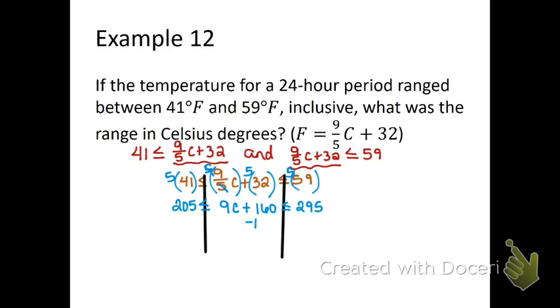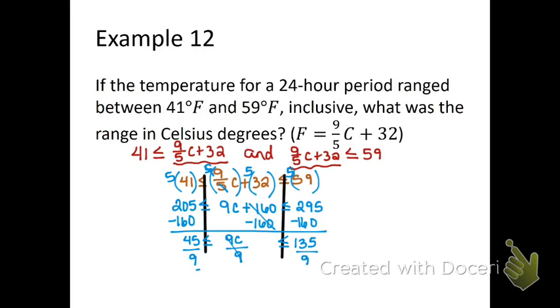So just like before, I'm going to get rid of the 160, but what I do to one side, I have to do to all three. So I'm subtracting 160 on every side of that line. So that gives me 45, my inequality symbol. I get 9C, that cancels. My inequality symbol, and here I get 135. So then I'm still trying to get C by itself, so I'm going to divide it by 9, and what you do to one, you do to all.